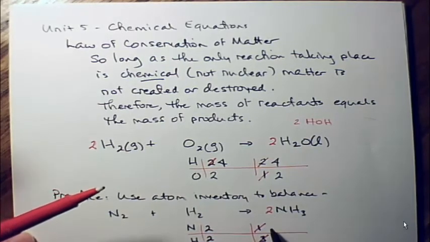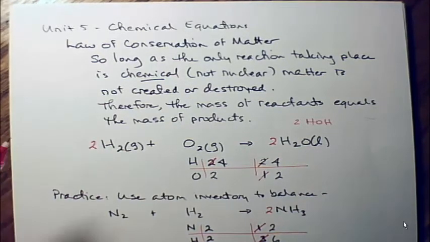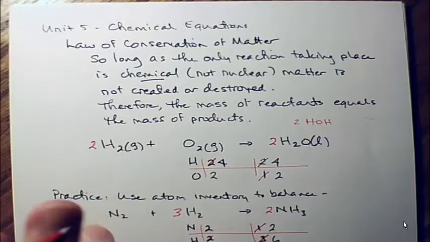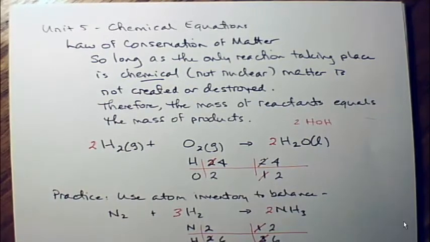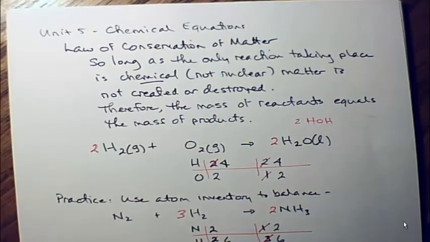Now I can see that I've got two nitrogens and I've got six hydrogens. So I'm going to look over on this side and see, well, I don't have a hydrogen balance right now, so I need a 3 in front of this hydrogen to change that to a 6, and now everything's balanced. Is that what you got? Good.